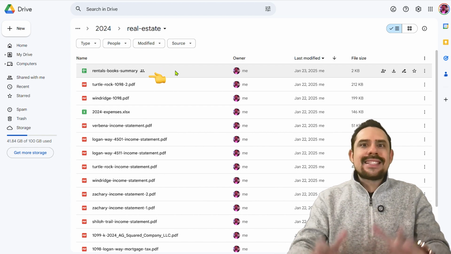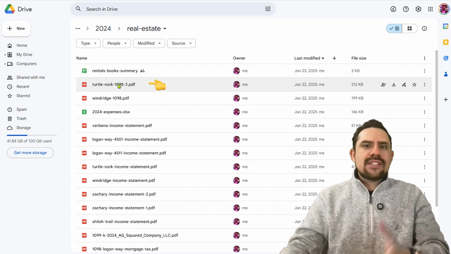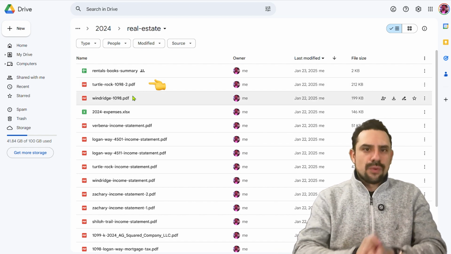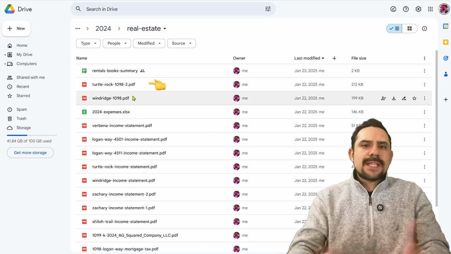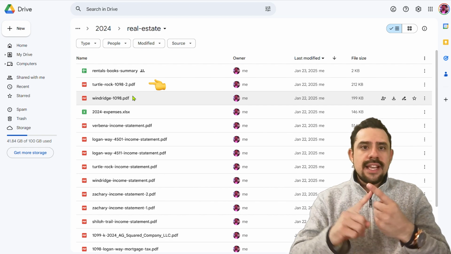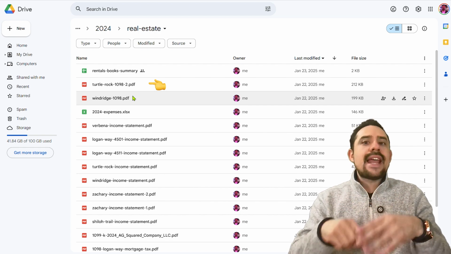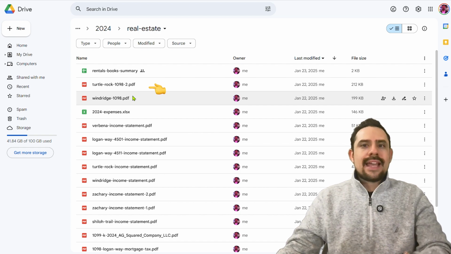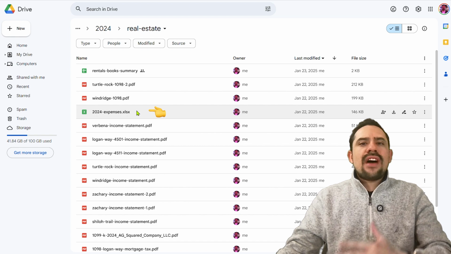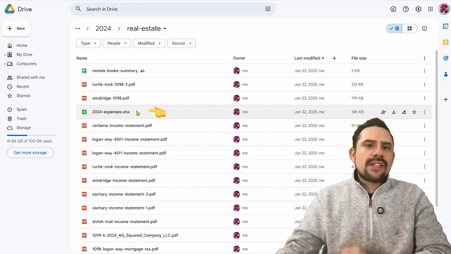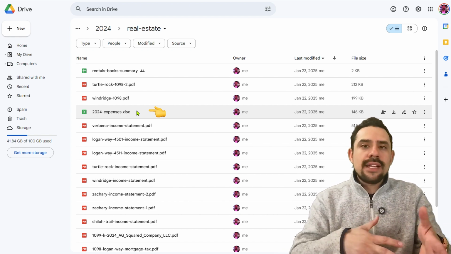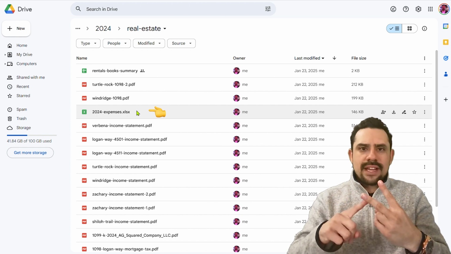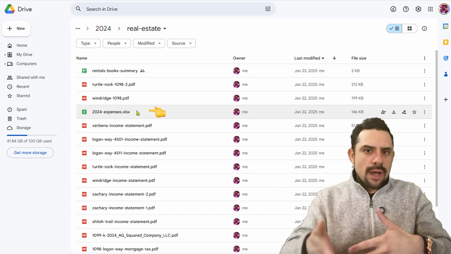Next file type, the 1098 forms. These are the forms that the bank you use for the loan will provide. It basically informs how much taxes, insurances, interest, and equity you paid for the home in that year. Next type, the expenses file. This file outlines every single real estate expense I had per property, such as repairs, renovations, utilities, and so on.